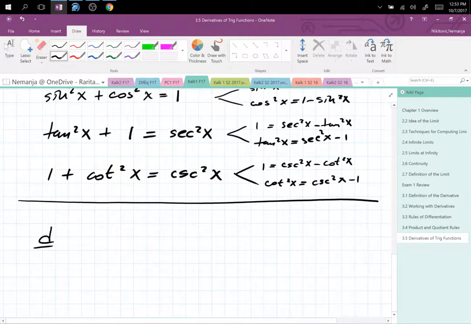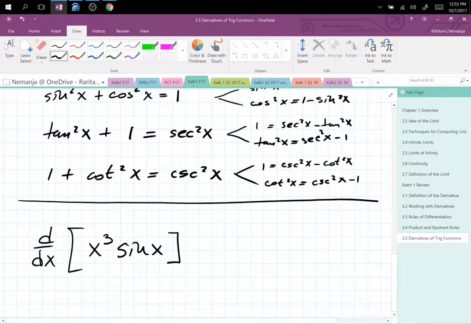Next one. What's the derivative of x cubed times sine x? What do I have to use here? No, the other one. Product. Nice. Copy first derivative of the second plus copy second derivative of the first, factor it, done. Sounds so easy, right?